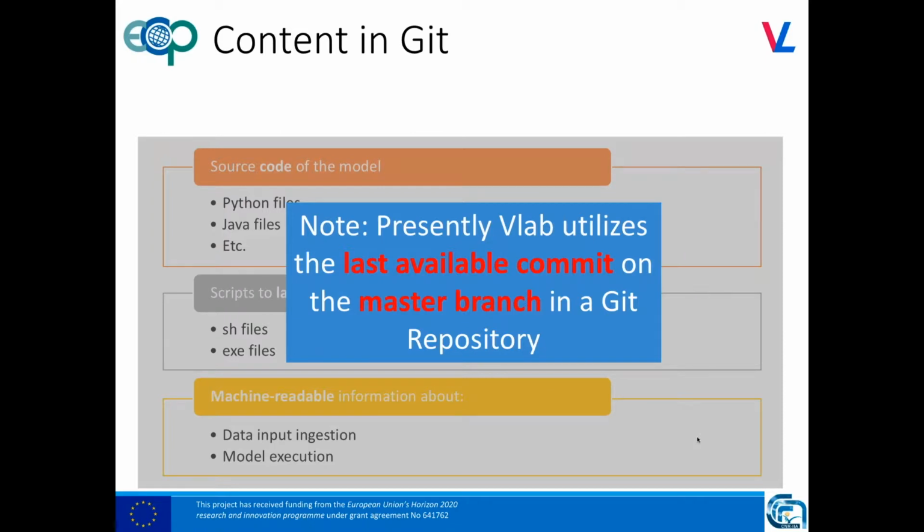At the moment, the VLAB utilizes the last available commit on the master branch in the Git repository. Presently, you cannot refer to any tag, any different branches, any different commits. Probably we will update this later, but at the moment it is like this. Last available commit on the master branch.